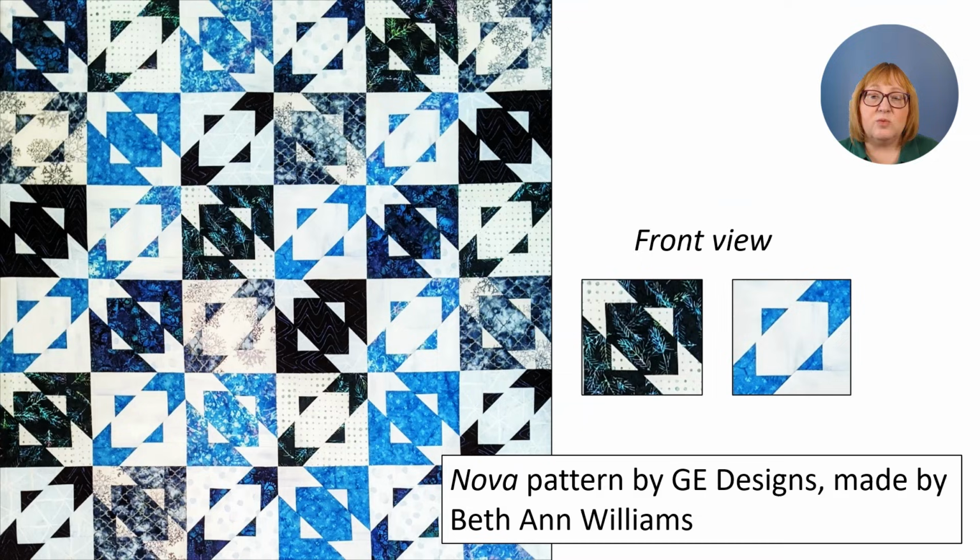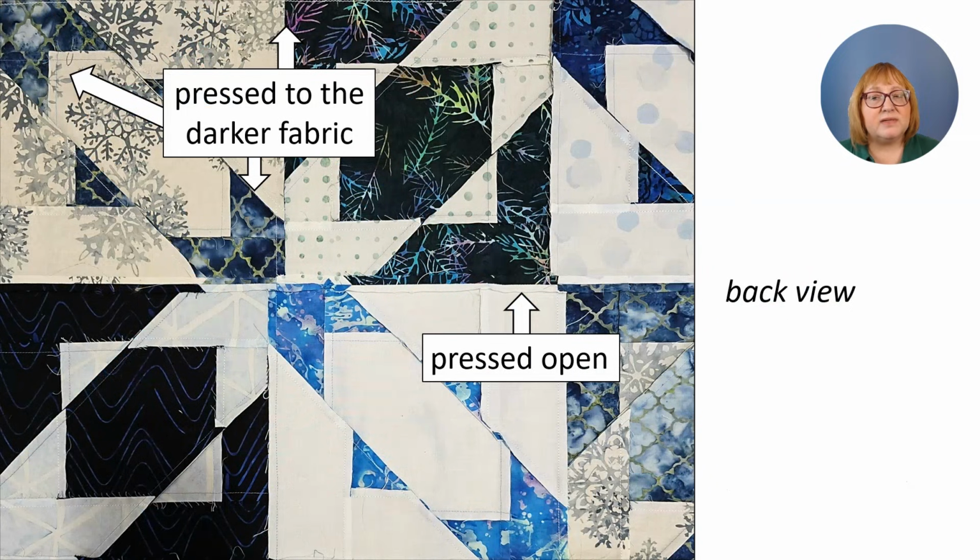When I'm piecing a quilt with high contrast fabrics like these, I press all my seams in the individual blocks towards the darker fabric whenever I can. But I may choose to press seams open when I join the blocks to prevent the darker fabrics from shadowing through the lighter ones when I sew my rows together.